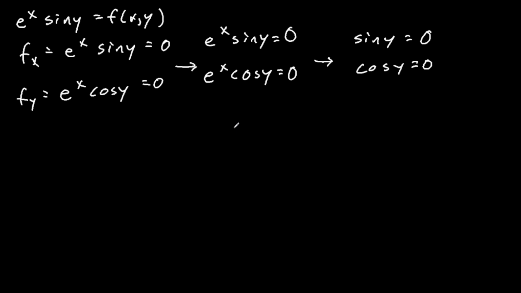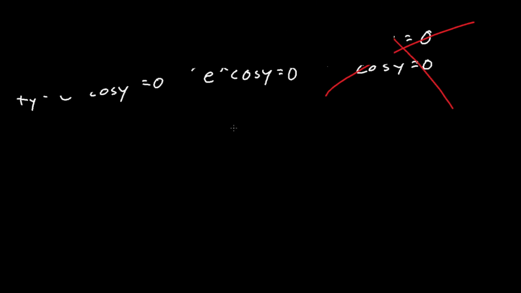Now that we have this, take a look at this problem. It never works. Both sine of y and cosine of y, using the same variable y, can never both equal 0 at the same exact time. So the answer is a big fat none. No critical points.